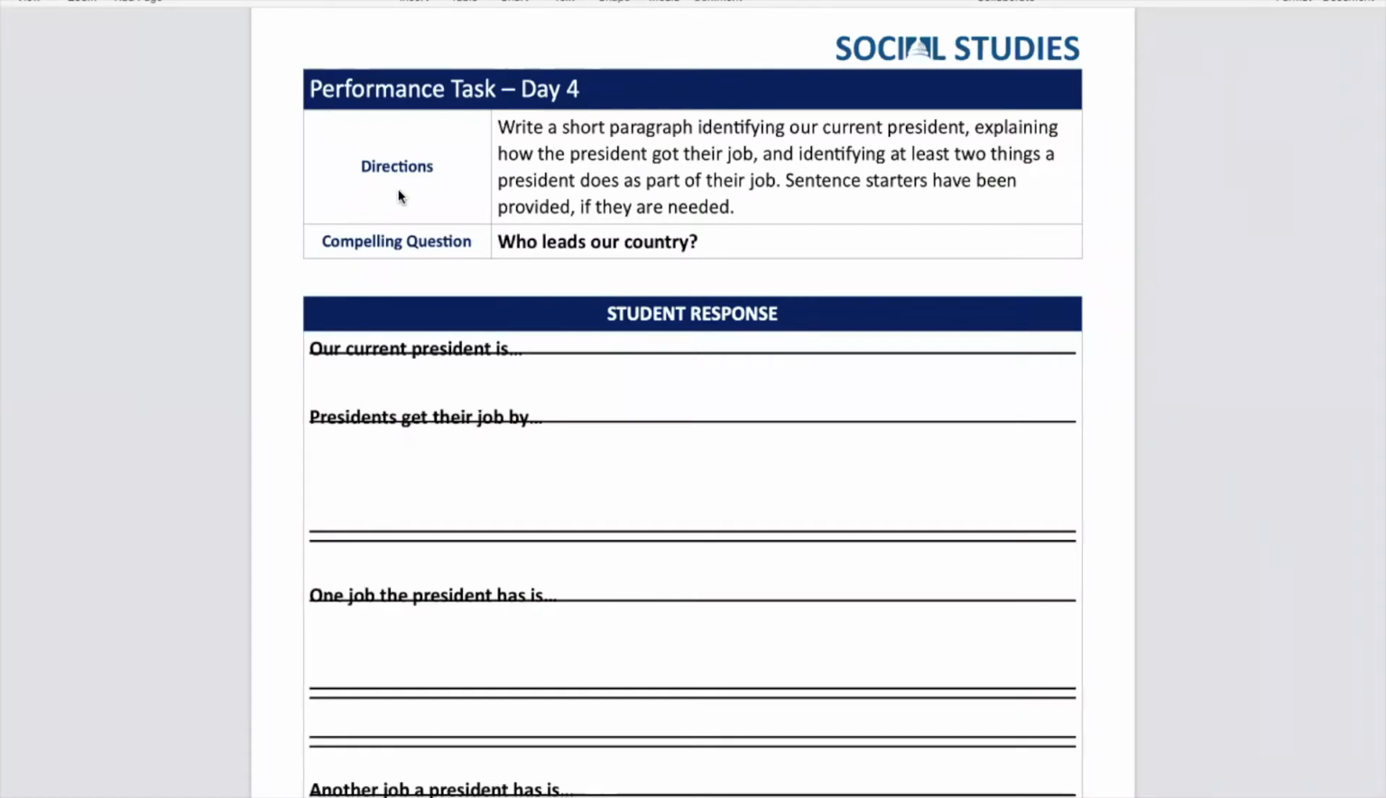Follow along as I read the directions. Write a short paragraph identifying our current president, explaining how the president got their job, and identifying at least 2 things a president does as part of their job. Sentence starters have been provided if they are needed. Today we will be answering the question, who leads our country?